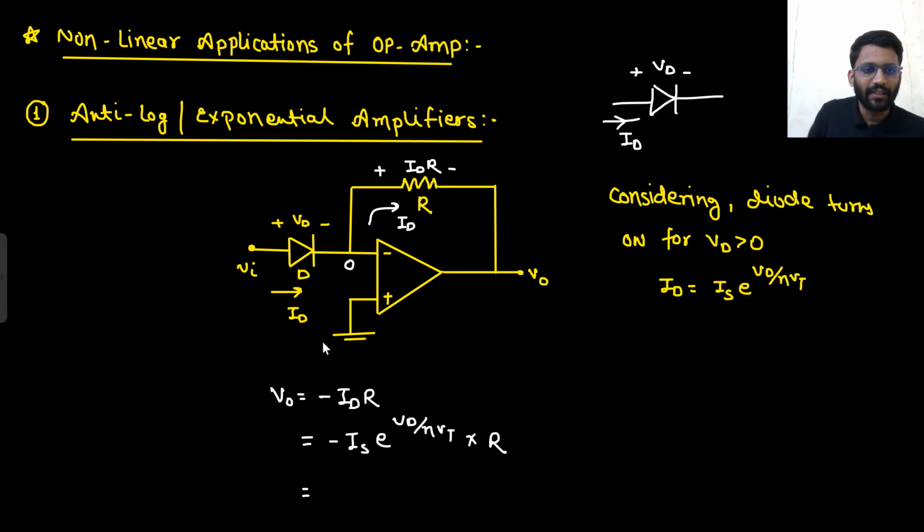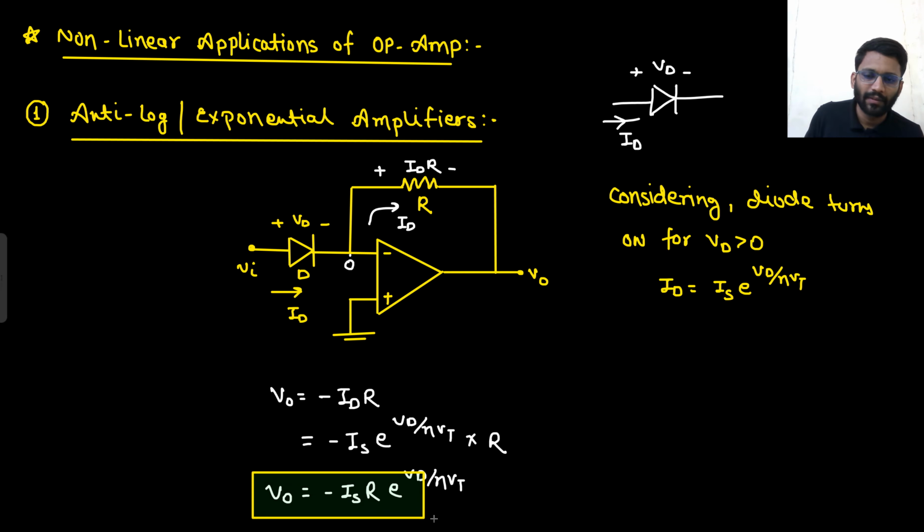Tell me, what is Vd? Say yes or no. Across the diode, how much potential is there? Vd is equal to Vin only, because this is 0 and this is Vin. Very easy. So V0 is minus Is into R into e to the power Vin upon eta Vt. That's it. This is your V0.